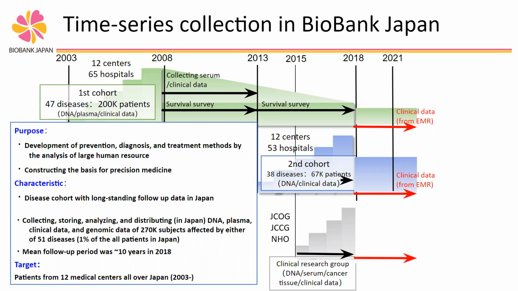And also serum samples for the first cohort, and clinical information for both cohorts were collected each year. However, since this is real-world data collection, when the patients skipped coming to the hospital in a certain year, we could not collect that information. Similarly, if the patient stopped coming to the hospital, then we could not follow them. But anyway, the mean follow-up period was around 10 years for every patient.